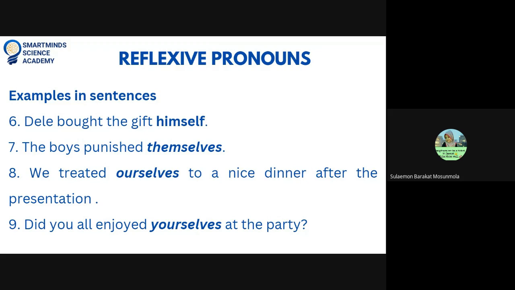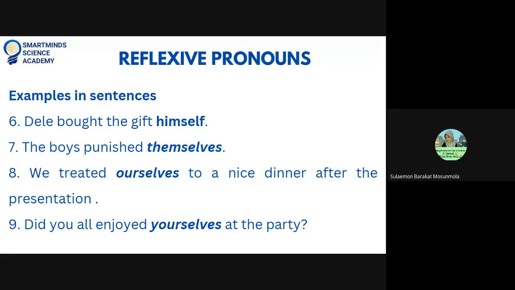If I have three boys, in that case now, I have Dele, I have Ashafa, and I have Bolahon. It means Dele punished Ashafa and Bolahon. Ashafa also punished Dele and Bolahon. And Bolahon punished Ashafa and Dele. So that is one another. But when we say themselves, it means that I punished myself, you punished yourself, the other person also punished himself, and like that. I hope you get the difference now between themselves and oneself and one another.